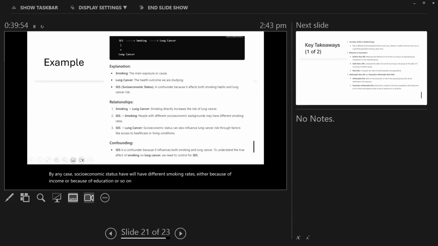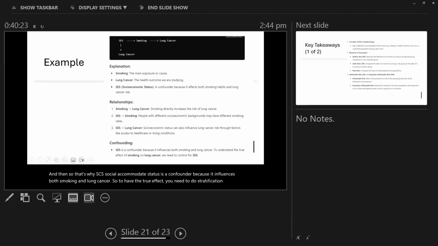And same thing, socioeconomic status can also lead to differences in the lung cancer detection rate, because detection can be quite expensive. So people with money may go for screening, people without money may just die suddenly. Yeah. So this can also affect lung cancer risk because of access to care, as well as other living conditions. That's why SES is a confounder, because it influences both smoking and lung cancer.